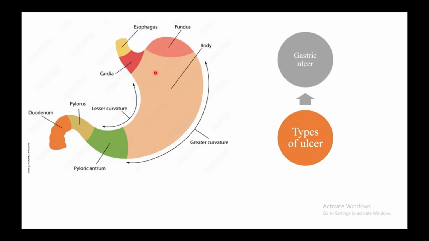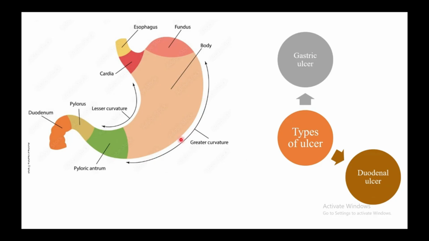For example, if the ulcer is in the cardiac part, or in the fundus, or sometimes in the body, or sometimes in the pyloric antrum or pylorus, then we can say the patient is having a gastric ulcer. But apart from the stomach, if it is in the duodenum, in this area you are seeing with the cursor, then it is called a duodenal ulcer.